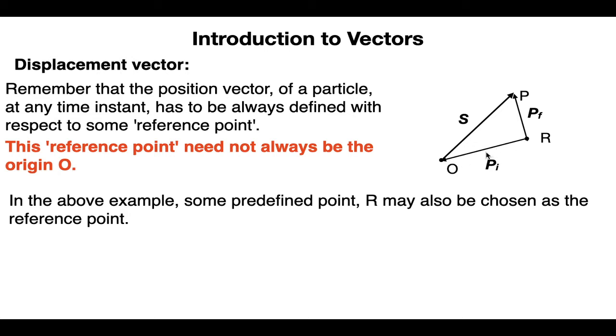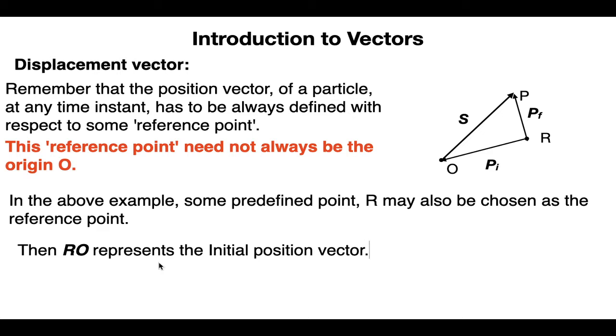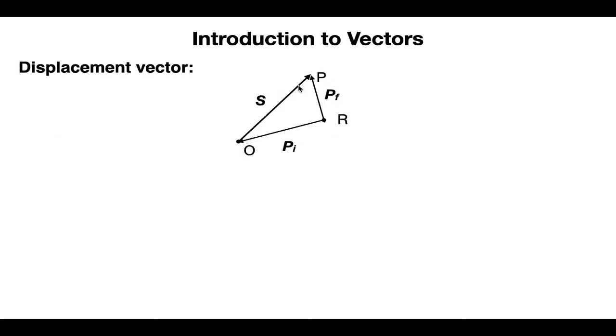RO, that is, the reference point joined to the initial position, is the initial position vector of the particle. We represent it as PI, the initial position vector. RO represents the initial position vector. RP represents the final position vector. Initial position vector, final position vector, initial point, final point. OP is the displacement vector S. So OP is the displacement vector in the diagram.